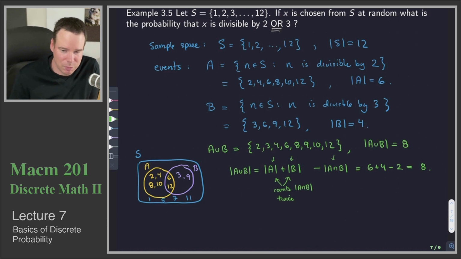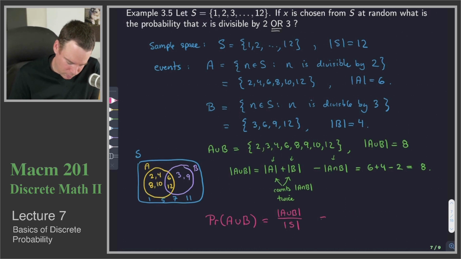Because the intersection would just be all those things divisible by 6, and 12 is 2 times 6, so there'd be 2 things in the intersection. So now we're all set. We can work out the probability. The probability of A union B is equal to the size of A union B all over the size of S. And we've worked out those values. That was 8 over 12, or in other words, 2/3.